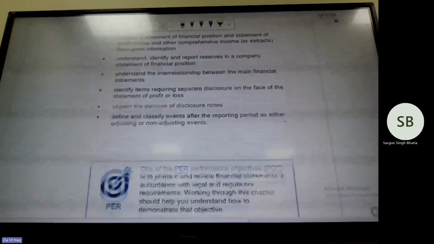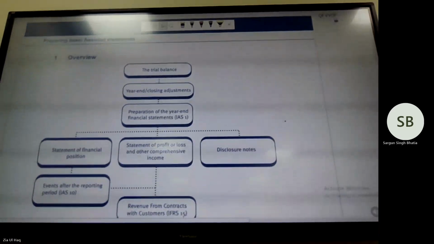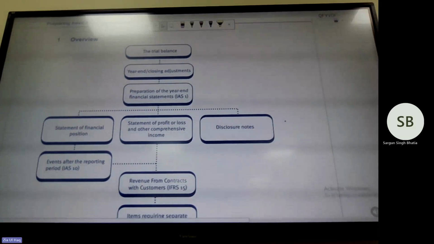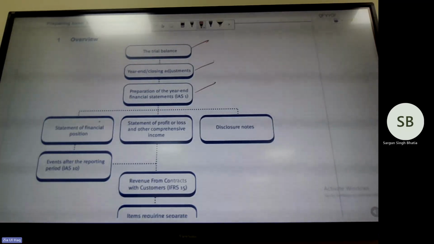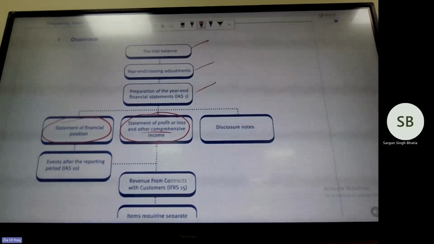How they look, we're going to study now. From the trial balance, we will make some adjustments at the year end. Then we will prepare financial statements. What are the financial statements? Statement of financial position, meaning balance sheet. Statement of profit and loss account and other comprehensive income. How to prepare other comprehensive income, we will learn.